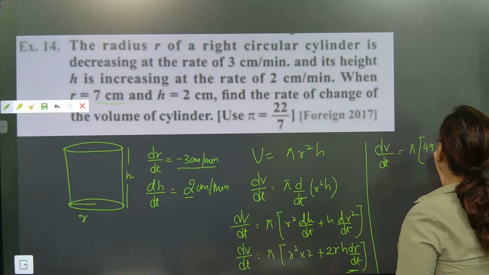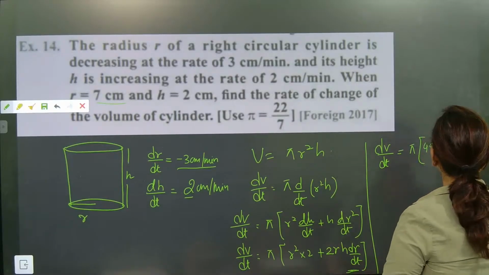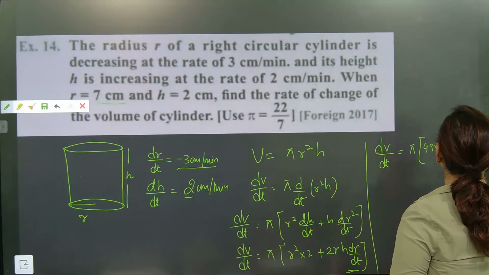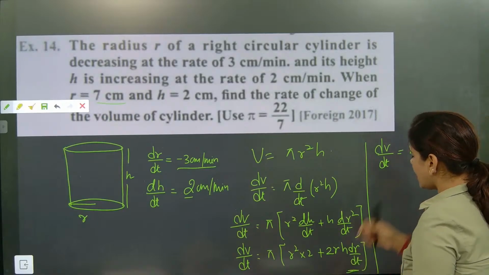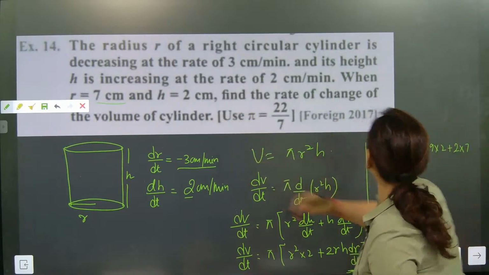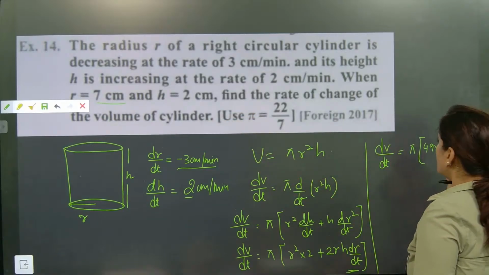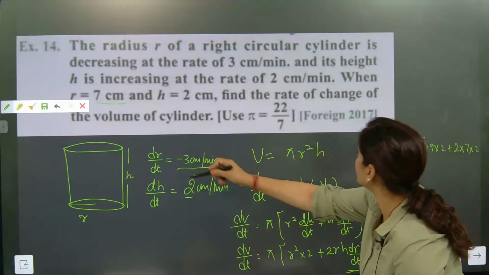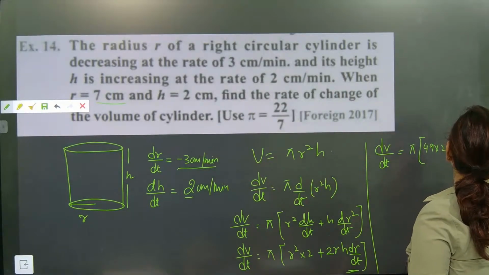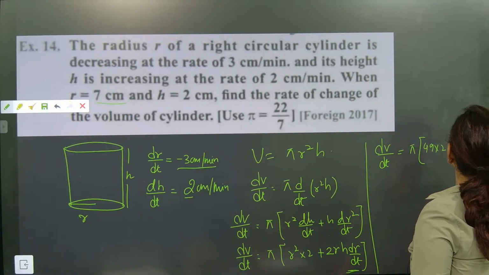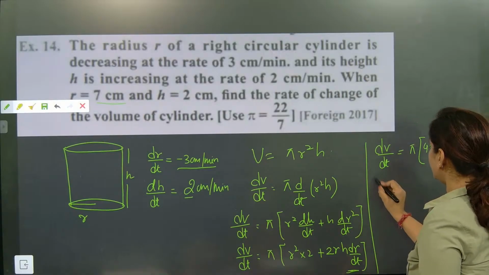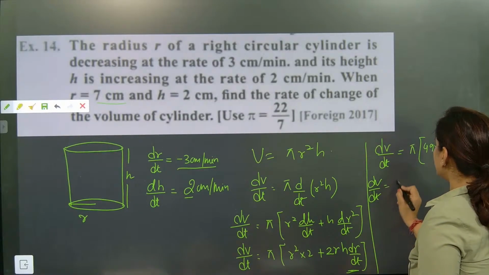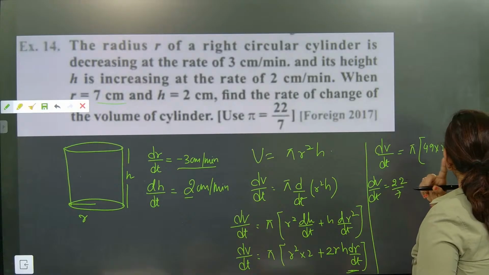7 square is 49 into 2 plus 2 into 7, and after that h is exactly given as 2 centimeter height, but the radius part is coming dr by dt is minus 3. So here into minus 3. Okay, so we are going to do one thing. dv by dt is equal to 22 by 7.